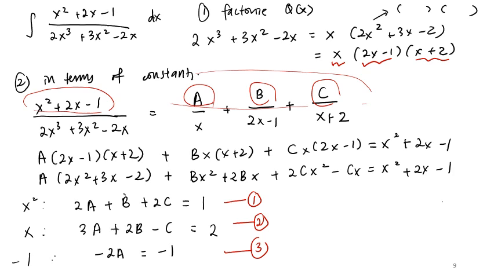Let's start with equation 3 first, because that's the most obvious. From equation 3 you get a equals 1 over 2. Then you can substitute a equals 1 over 2 into equations 1 and 2 and solve for b and c. I'll let you do that on your own and just give you the final answer, or you already have the final answer in your notes actually. So b is 1 over 5 and c is negative 1 over 10.